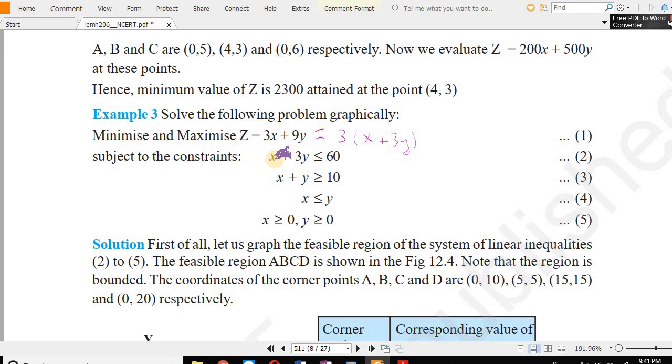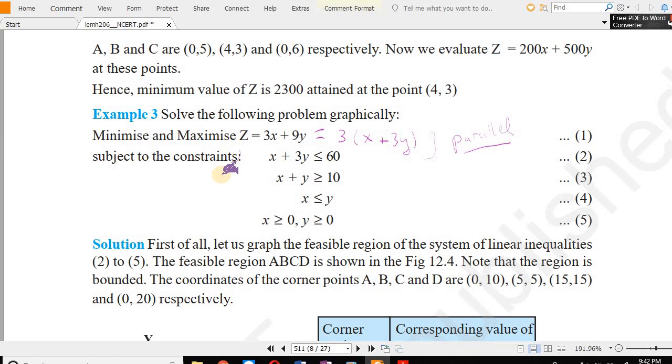Right. Now notice that one of the constraints is x plus 3y. In fact, this objective function and this constraint are parallel lines. So that means that as I vary z, I can find a value of z that duplicates this constraint. Right? So this is 3 times x plus 3y. This says x plus 3y is less than or equal to 60.